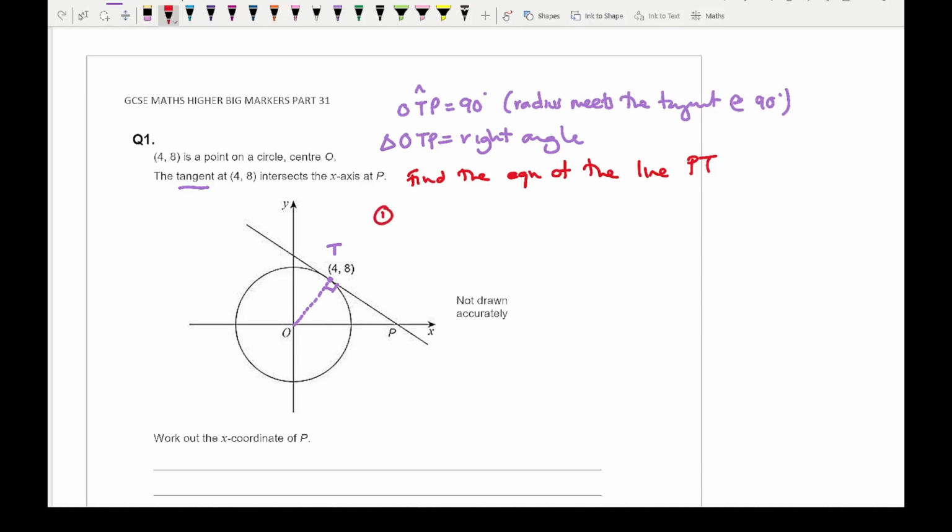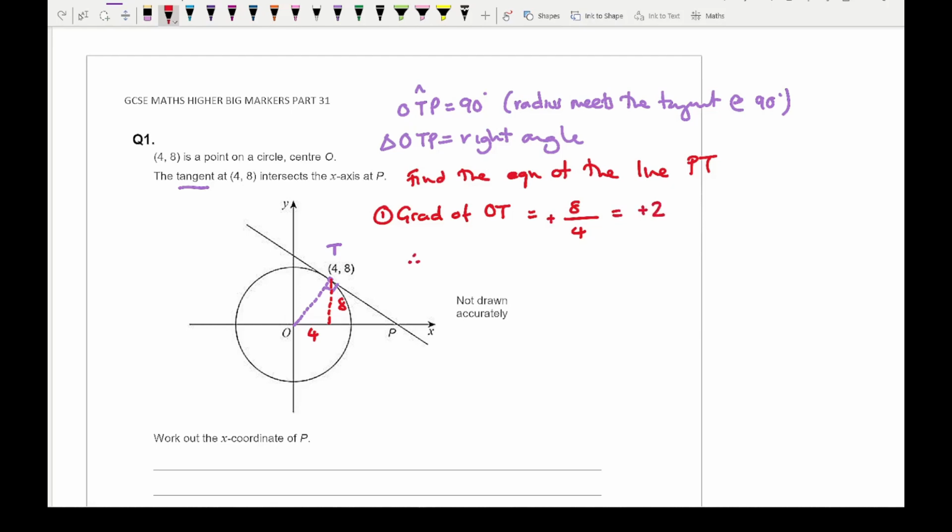Now, the first thing I can spot is that I can work out the gradient of OT. Using the coordinate (4, 8), 4 is the horizontal length, so that's 4, and 8 is the vertical length, so that's 8. Working out the gradient of a triangle, it's the length up divided by the length across, so it's going to be 8 divided by 4. And as you can see, that line OT is going up, so it's going to be a positive gradient. So that gives me a gradient of positive 2.